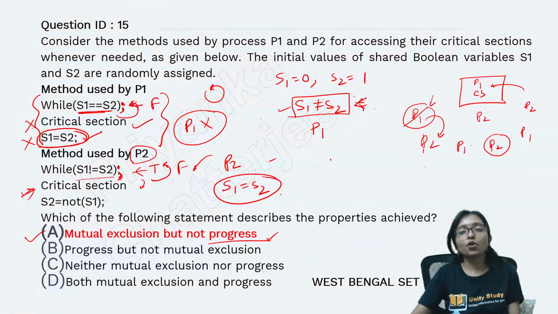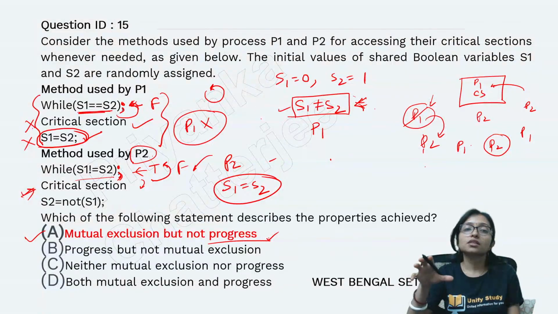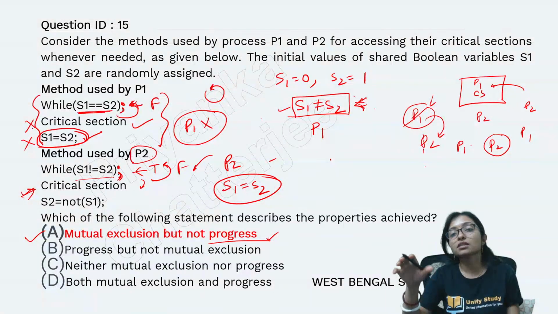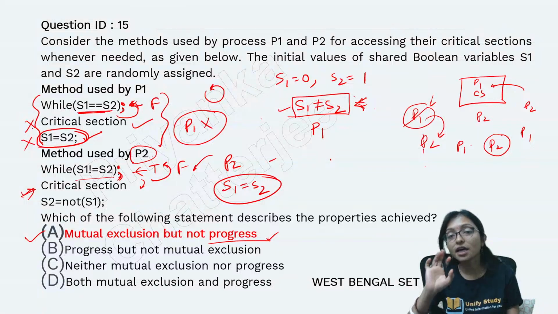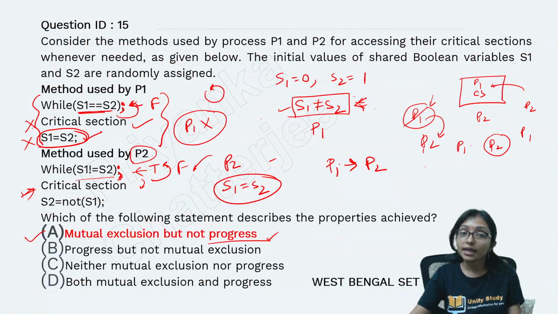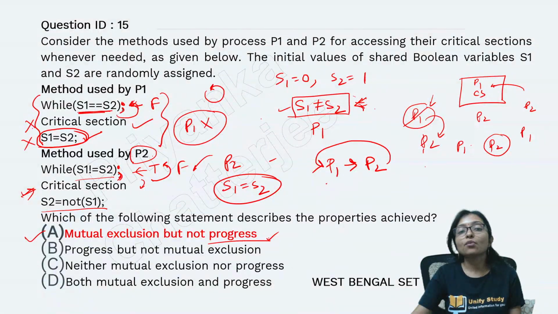This is very important. Most of the time, students are not able to understand this type of question. How to understand not progress? This is the issue: P2 is interested. Actually, they maintain the sequence that P1 goes first, after that P2. Then P2 makes S1 not equal to S2. Then after P2, P1 again gets the chance, meaning P1 makes S1 equal to S2.